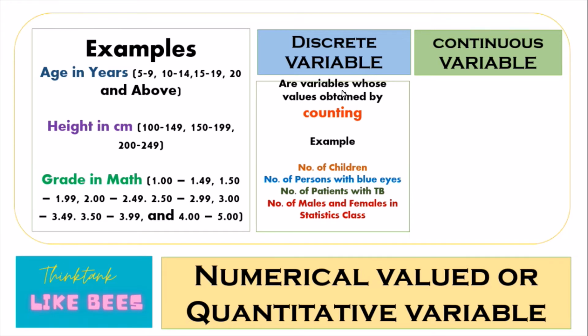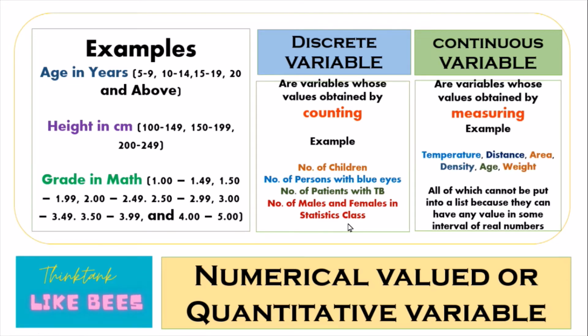Numerical valued discrete variables are variables whose values are obtained by counting. Examples are the number of children, the number of persons with blue eyes, the number of patients with TB, the number of males and females in the stat class.